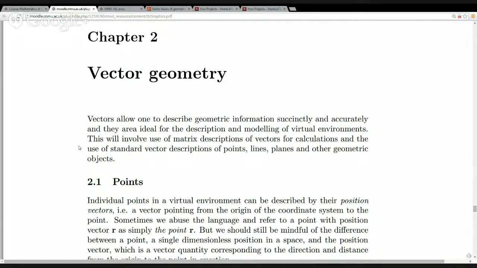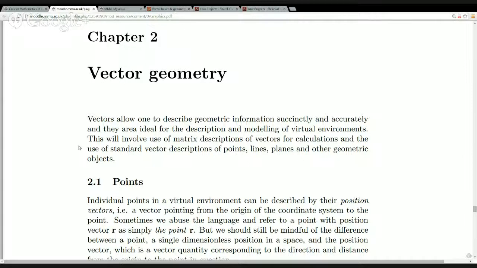So in 3 dimensions, we have 3 basic types of geometric object. Those are points, lines, and planes. Points are the simplest things to think about, and we've already mentioned this a few times. Points are described by their position vectors. If you have a point measured relative to some coordinate axis, we describe the position of the point using its position vector. That's the vector that points from the origin to the point itself.